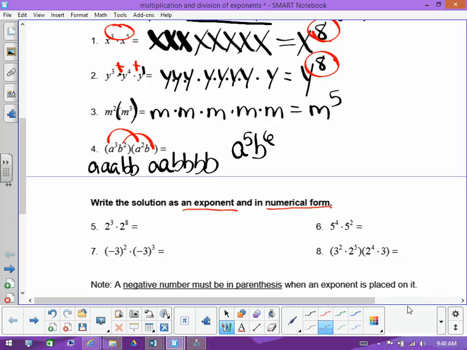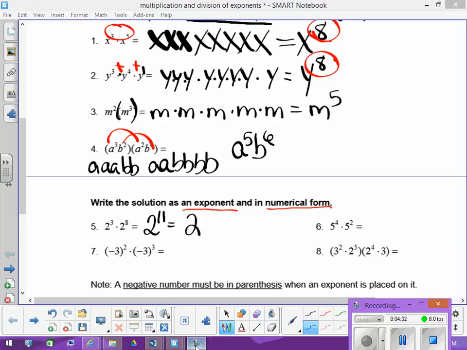So if we use the same rule as we did above, I'm not going to write these all out. Let me use the rule. 2 to the 3rd times 2 to the 8th. I'm going to add my exponents to get 2 to the 11th. That's our exponential form. Now, put it in your calculator. Does anybody know where your exponent key is? Yeah, it's right there. So find 2 to the 11th. What do we get? 2048. So we said this was 2048.